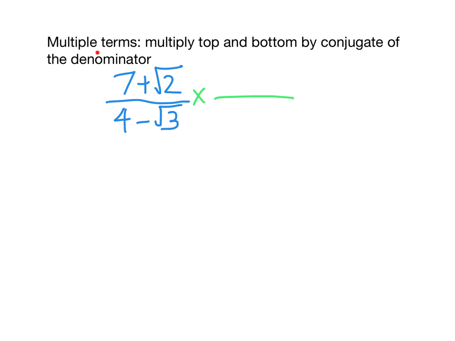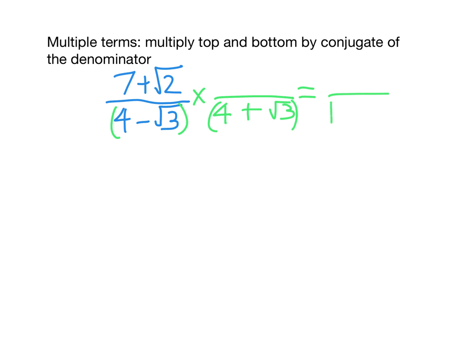Well, when you have multiple terms, you multiply top and bottom by the conjugate of the denominator. What does that mean? The conjugate of an expression like this has the same numbers, so 4 and root 3, but it has a different sign between them. The reason this will work is when you multiply this and this together, you can invoke the difference of two squares. So really when we're doing this, we're multiplying them as if they had brackets around. When you multiply this by this, we use the difference of two squares.